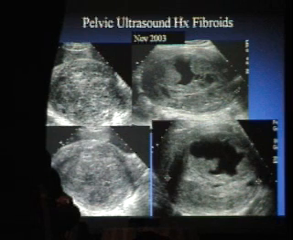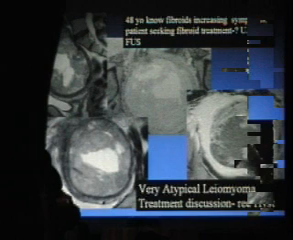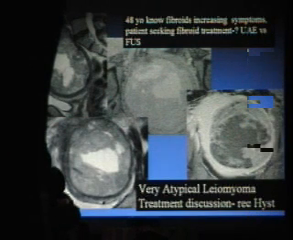She was about 48 years of age, if I remember correctly, and she came to us because her fibroids were rapidly changing in symptoms. She was getting much worse. She wanted a treatment like uterine artery embolization or focused ultrasound. We did an MRI on her, and we decided definitely she should not have either of those treatments.